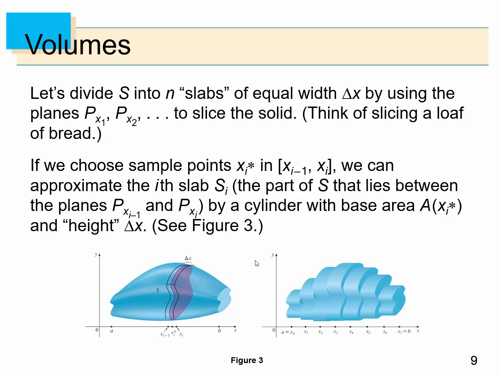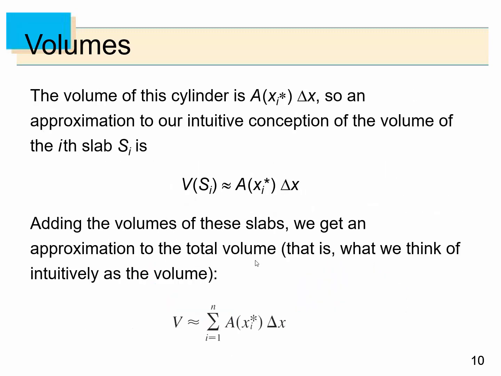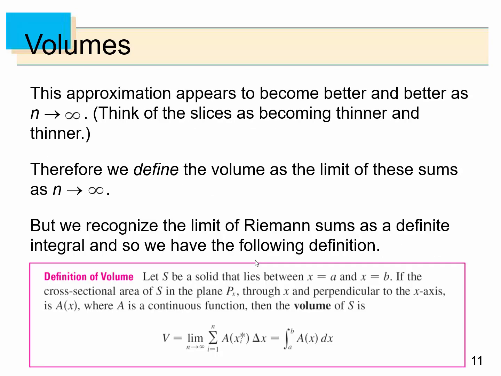and then adding up how many slices we have and using a Riemann sum to do it, we know that the volume is just going to be the area of each slice times its thickness, and that thickness is going to be delta x, right? And then we add all those up and we go, hey, that's a Riemann sum.